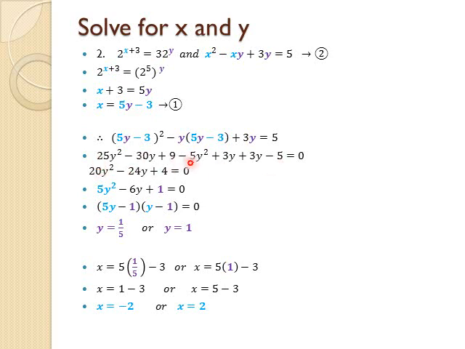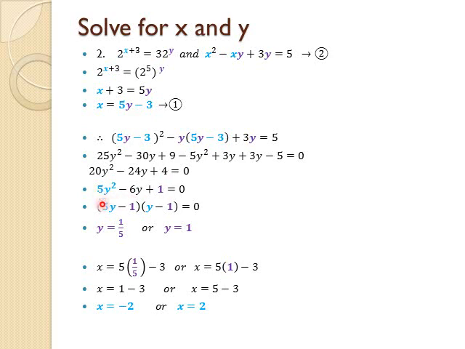25y squared minus 5y squared would then give me 20y squared. Minus 30y plus 3y would give me minus 24y. And then 9 minus 5 would give me 4. Right? Generally there's a common factor, so I can divide by 4 in all of them. 20 divided by 4 would give me 5. Minus 24 divided by 4 would give me negative 6. 4 divided by 4 gives me 1.